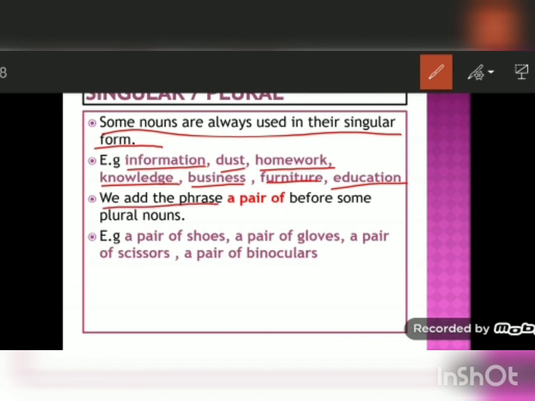We add the phrase a pair of before some plural nouns. So we read plural nouns like trousers, scissors, spectacles, binoculars. So for these nouns, we have to use a phrase, that is a pair of. A pair of phrase is always used before some plural nouns, like a pair of shoes, a pair of gloves, a pair of scissors, a pair of binoculars. So this is all about singular and plural noun.